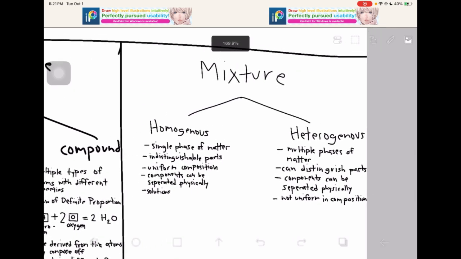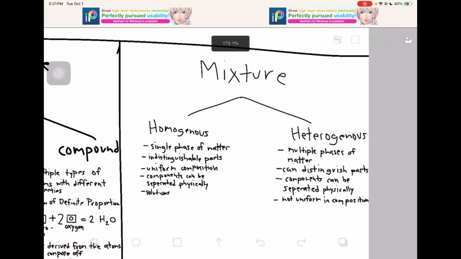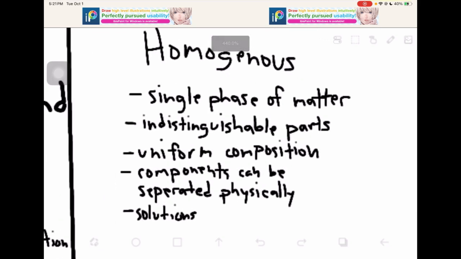How about our mixtures? We can classify these as homogeneous and heterogeneous. Homogeneous is a single phase of matter, in which you can't distinguish the parts. I will illustrate these two later. These have uniform composition, and the components can be separated physically, and these are called solutions.